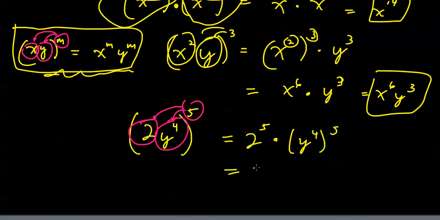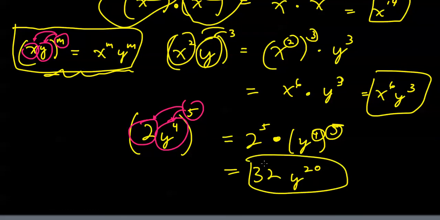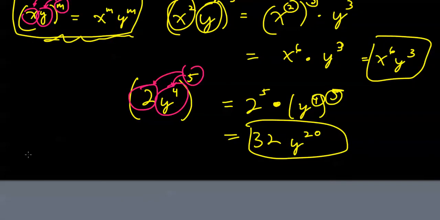2 to the 5th power is, of course, 32. There should be a 5 here. 2 to the 5th is 32 times, well, y to the 4th to the 5th, power of a power. I multiply the exponents. I would call that 32 y to the 20th power as a final answer. Alright, if I can play this game with products, you might guess I can play it with quotients, and of course we can. Let me show you what I mean.